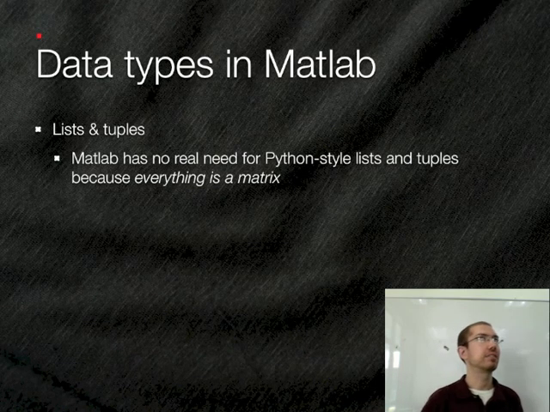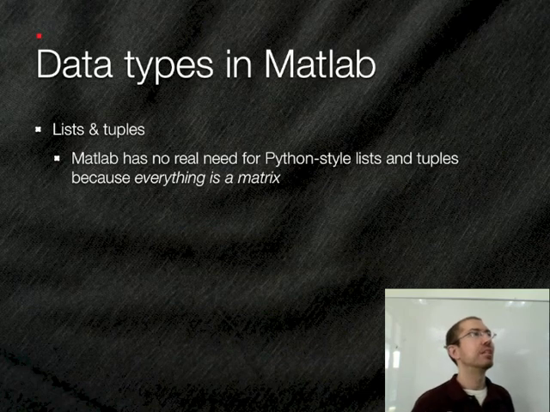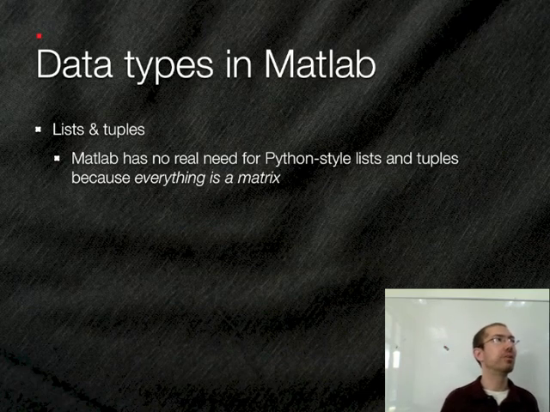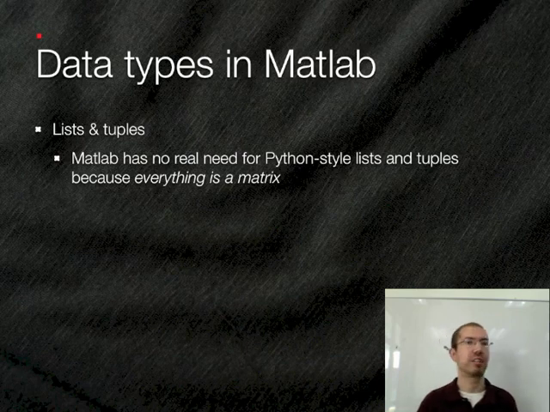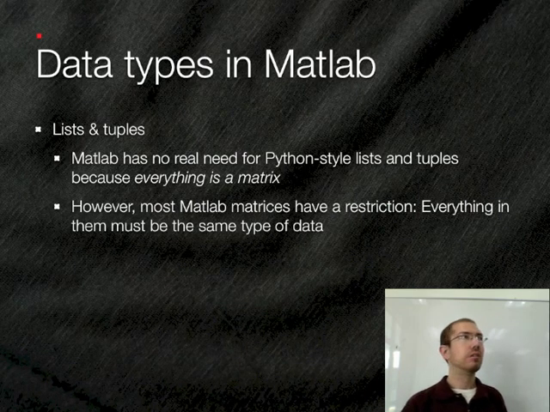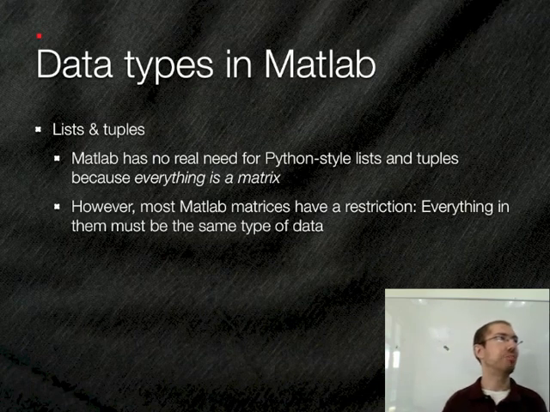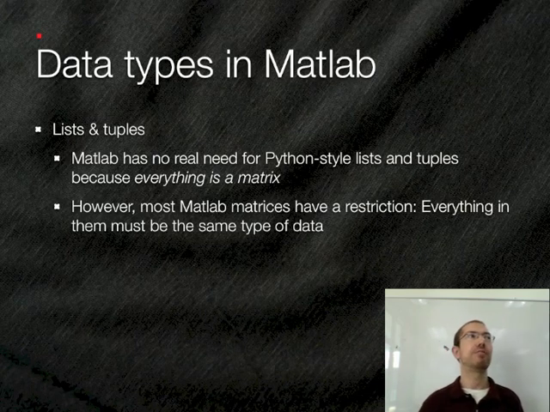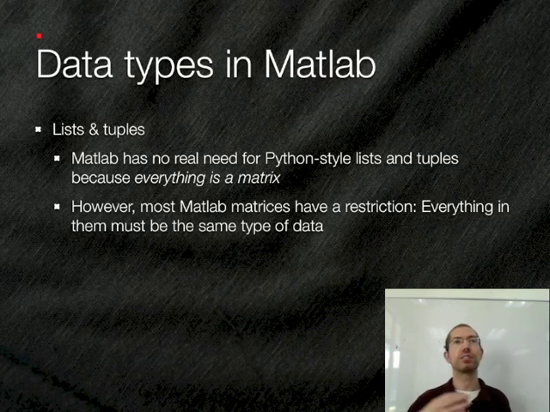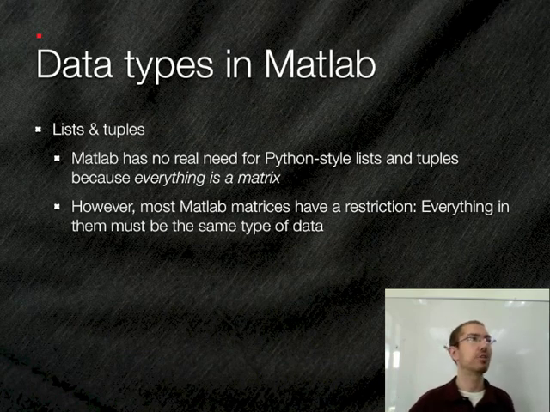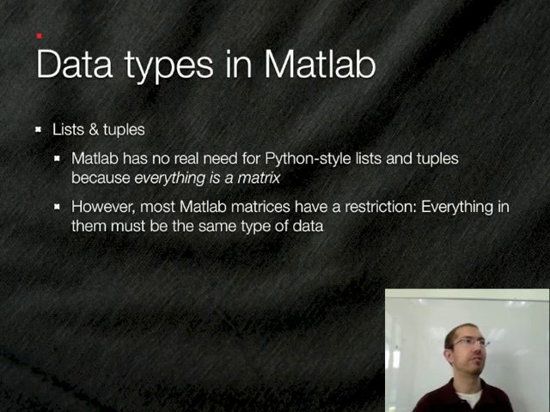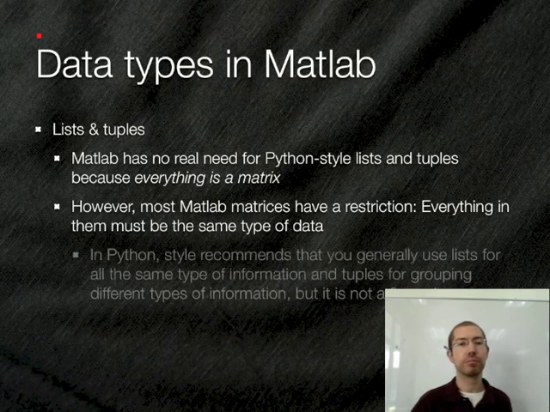Okay, nearly last thing. Matlab, we already said, has no real need for Python-style lists and tuples because everything's a matrix, right? So even if it doesn't look like a list, everything is a kind of list or a kind of matrix in Matlab. However, most Matlab matrices have a restriction that Python lists and tuples don't have, which is that they have to be the same type of data, right? So if you have a matrix of doubles, numerical values, it can only have numerical values in it. If you have a character matrix or a string matrix, it can only be character data, right? If you have a logical matrix, it can only be logical data.